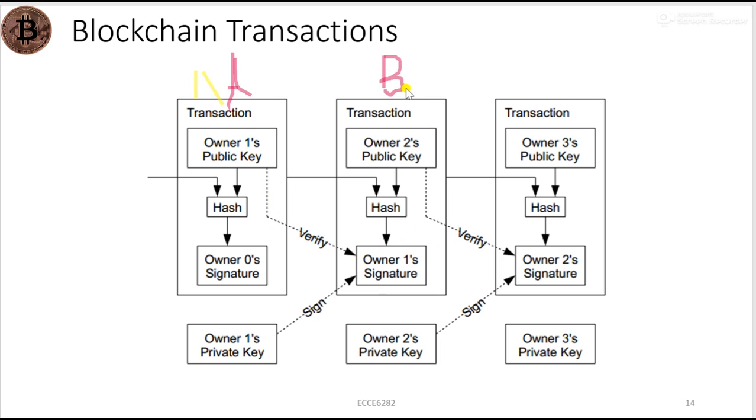And now Bob wants to transmit this money to somebody else, like here another user C. So Bob will use his private key to sign the public key of the third user C, and a hash will be calculated on this public key; the content of this transaction and the previous transaction will also be given as input to this hash function, and then it will be signed by Bob's private key, and so on. This way these transactions are chained together. Okay, so this is called a blockchain transaction.